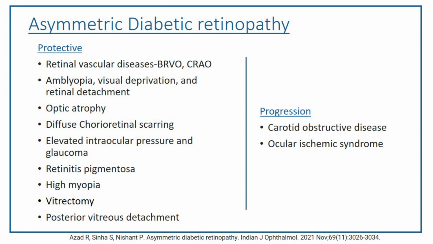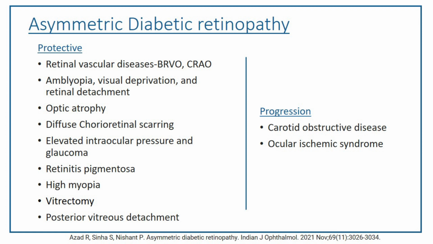Elevated intraocular pressure has a similar mechanism. Retinitis pigmentosa, due to generalized retinal atrophy, again reduces the metabolic demand. High myopia causes thinning of the retinal tissue. Vitrectomy, on the other hand, leads to increased oxygen saturation of the tissue after the vitreous is removed, and the sequestered antimetabolites that are usually present in the vitreous are thrown off. So the progression of diabetic retinopathy is less.